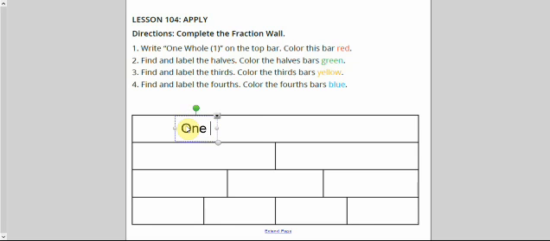1 whole 1, as he wants from me. Then number 2, find and label the halves. Okay, so halves in here is the plural of half.